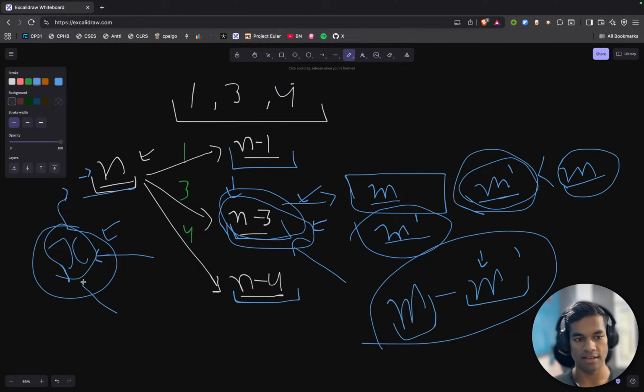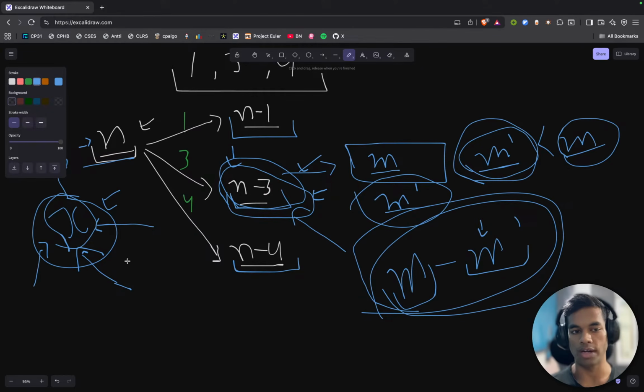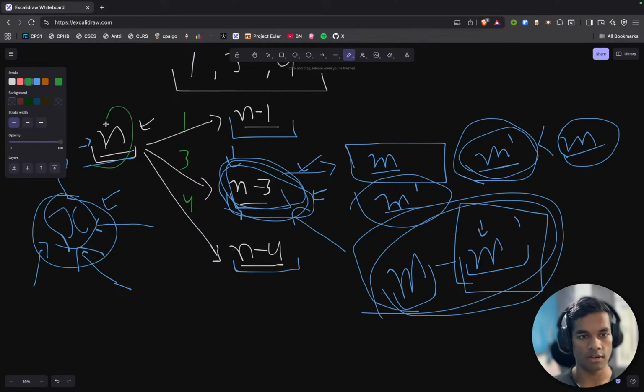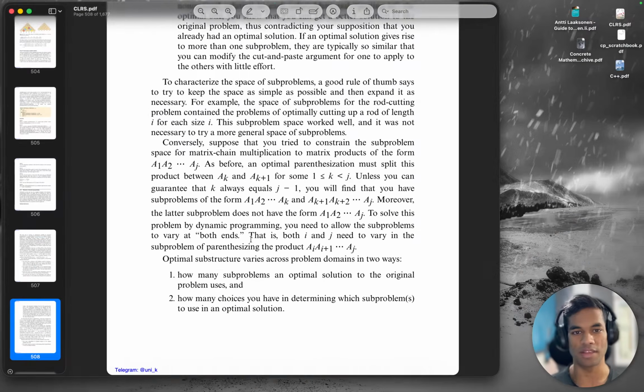And this solution x, which we supposed is optimal, is not optimal because this solution x has m minus m dash amount of extra coins, which could have been avoided if we had chosen m dash, the optimal solution for the n minus 3 subproblem. Therefore, to get to an optimal solution for this problem, we need the optimal solution for this subproblem. And I hope that makes sense.